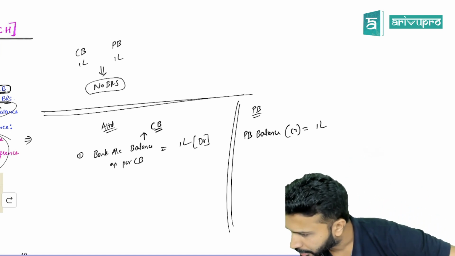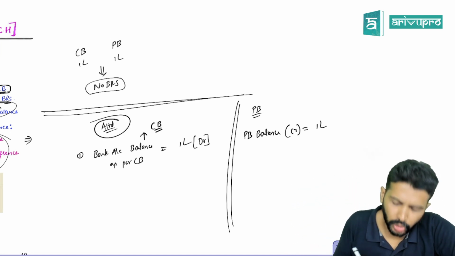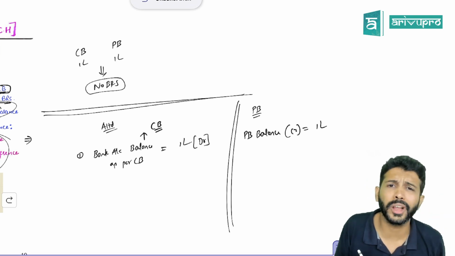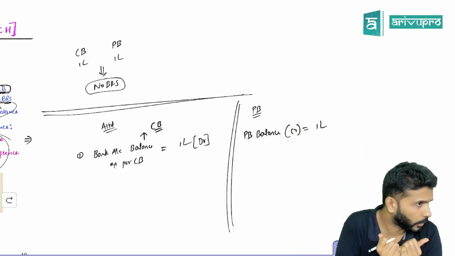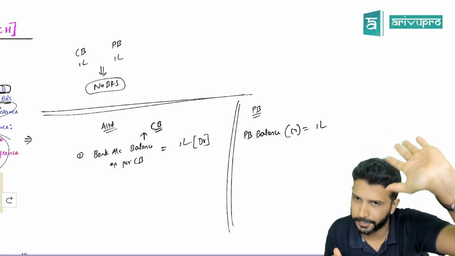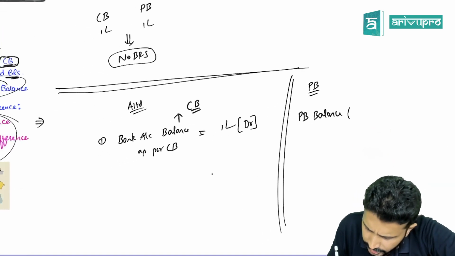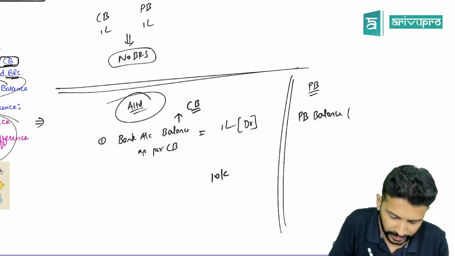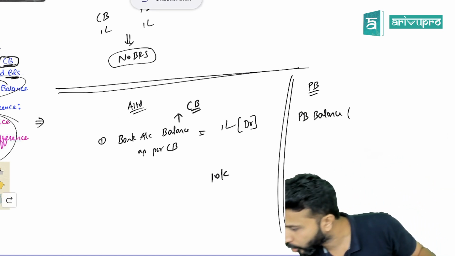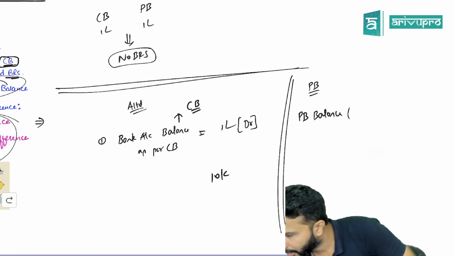Now let me take a small example. A Limited issued a check. A Limited purchased some goods from someone for which they gave money. Let's say they gave 10,000 rupees in the form of check. Here it will be someone else with another name.